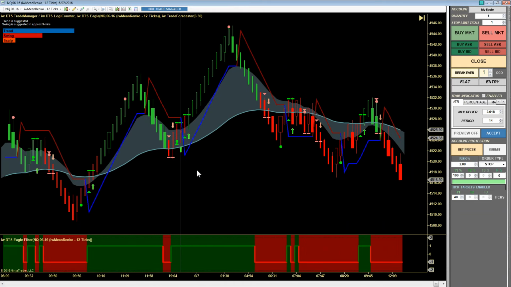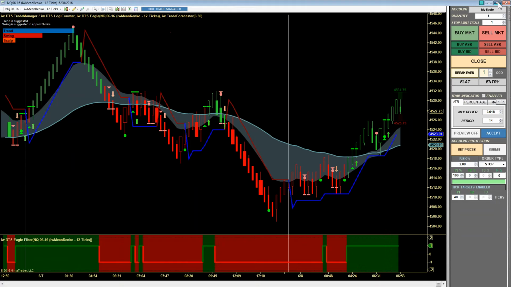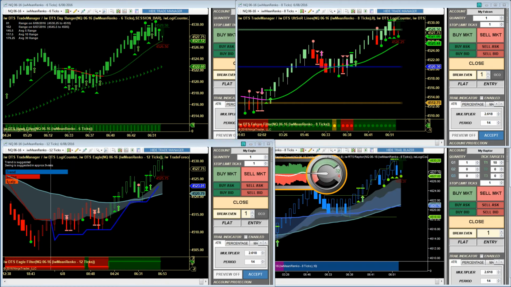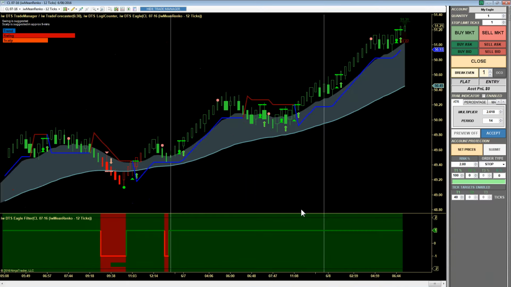Okay, this is the eagle, and you know what? I may have to go to the crude oil eagle because I'm going to be going back days and days in the NASDAQ to find you a decent example. All right, the eagle is composed of this band or this cloud, and no, it is not an Ichimoku cloud. Yes, I know it looks like one, but no, it's not.